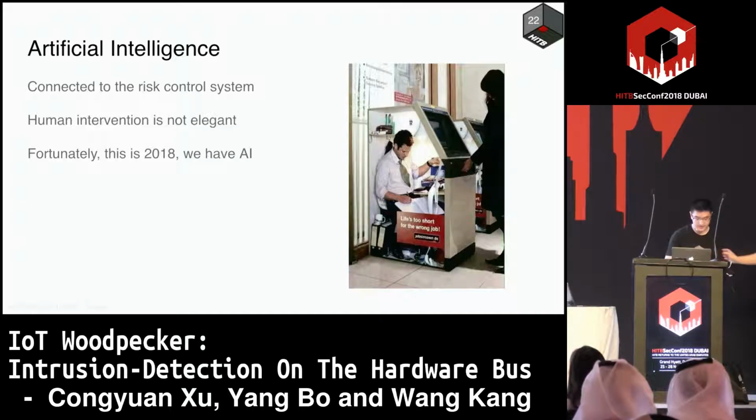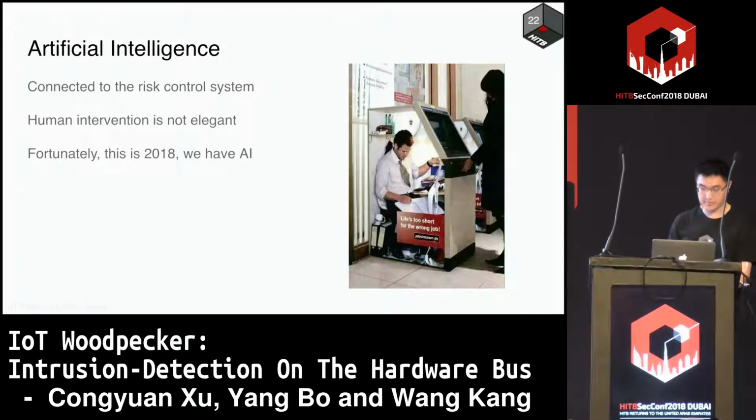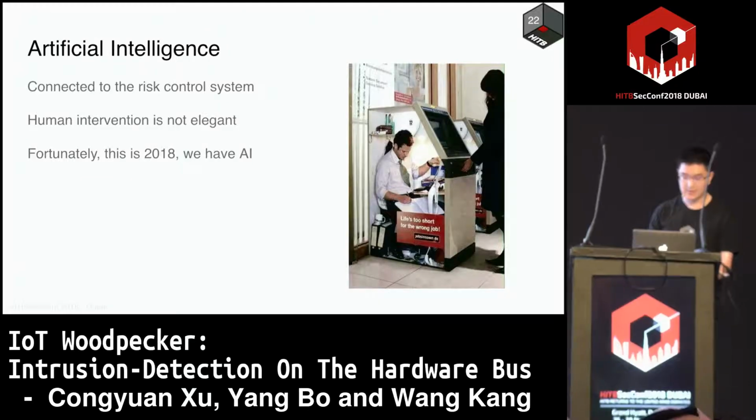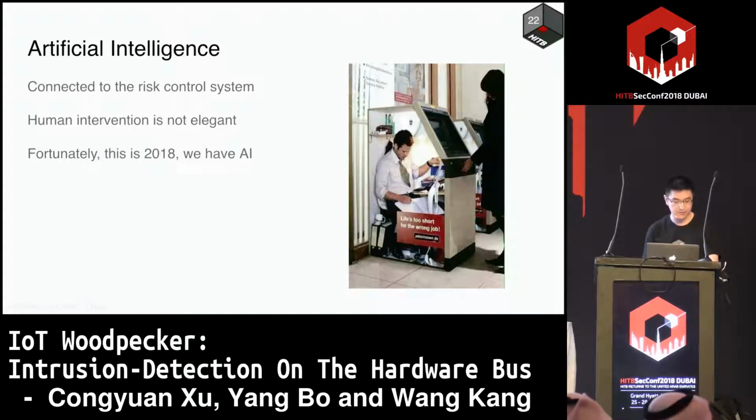After the data acquisition phase, finally we have got the signal on the hardware bus, and we consider all signals should be connected to the risk control system. Obviously, before we do that, it is not elegant to use a human to analyze massive bus signals, just like the human body ATM machine. Fortunately, this is 2018. We have artificial intelligence. So, we try to combine this method with the traditional risk control system as a supplementary decision factor. We will introduce a deep learning-based method that can automatically and intelligently analyze the bus signal collected by the IoT woodpecker.